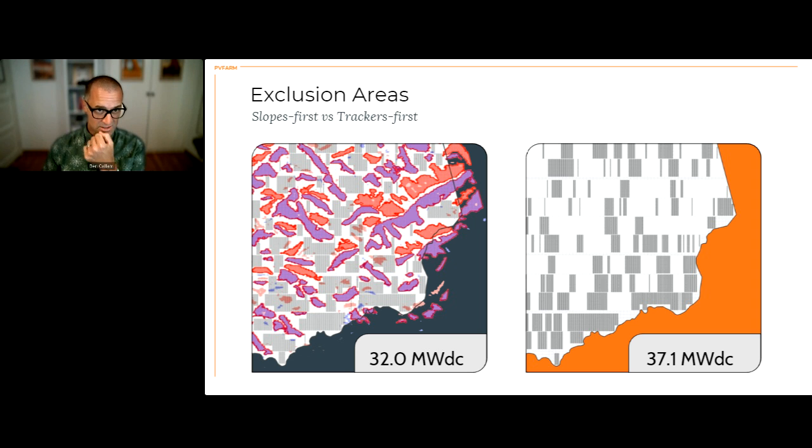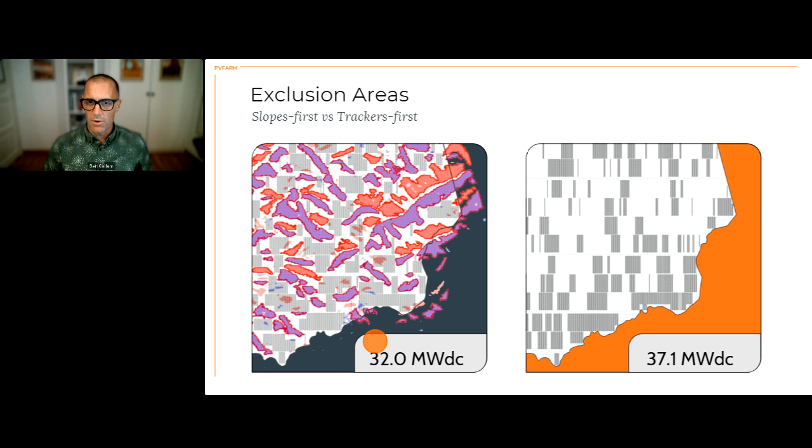The first one is exclusion areas, right? The key point here is that just because a slope is high doesn't necessarily mean it's unusable. That's the key takeaway. On the left side here, the design approach was to look at all of the areas of high slope, those that were above the typical range that we were looking for. We grabbed all of those, turned them into exclusion areas, then worked on a layout around those different areas. That yielded 32 megawatts DC in that particular case.